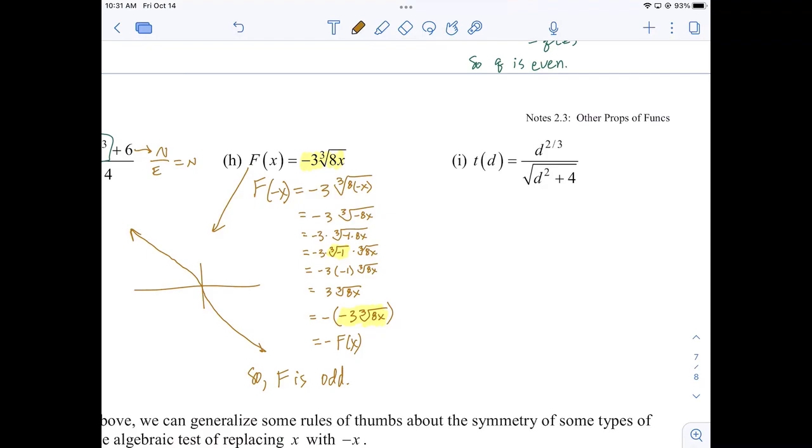Hey, look. What's the name of this function? I just said we were going to score a touchdown, and its name is T of D. TD, G, touchdown, G.